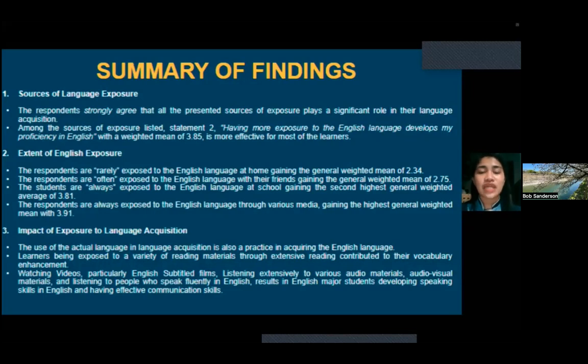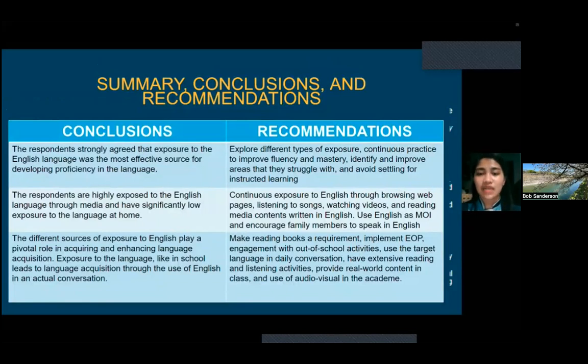To further understand the findings of our study, Ms. Aguilar will discuss the conclusion and recommendations.